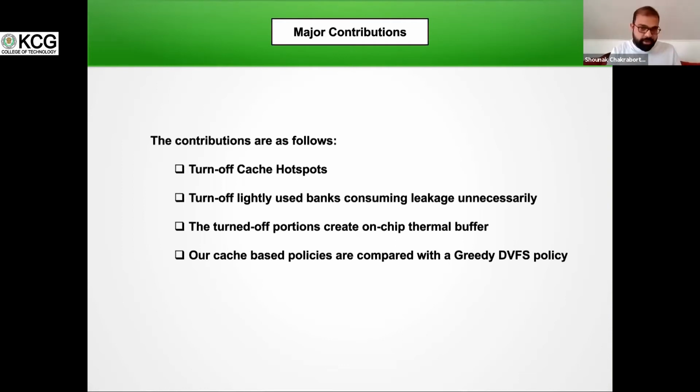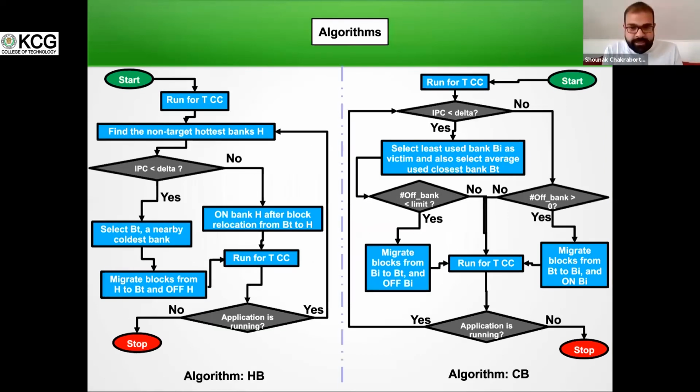We have also compared our cache-based policies with the greedy DBS policy that was developed earlier by some lab at Purdue University in the US. These are a couple of algorithms that I implemented earlier during my PhD. On the left-hand side, we have the algorithm for the HB, that is the hot bank, which were turned off. Hot banks were the banks which have a high temperature just because of adjacency to the hotspot of the chip, and we just turn them off.